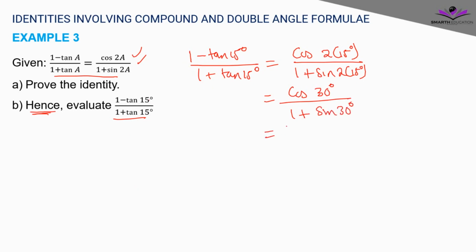Okay, and then these are special angles. Cos 30 is root 3 over 2. Then I'll say divided by 1 plus, I find it easier to do this, sin 30 is 1 over 2, right, which means root 3 over 2 divided by 3 over 2, which is root 3 over 2 times 2 over 3, right? And then the answer is root 3 over 3.